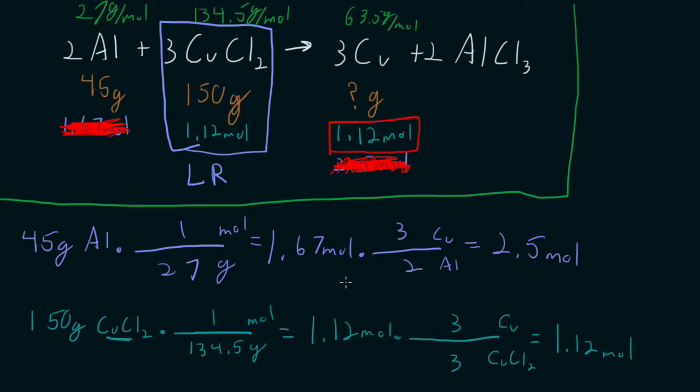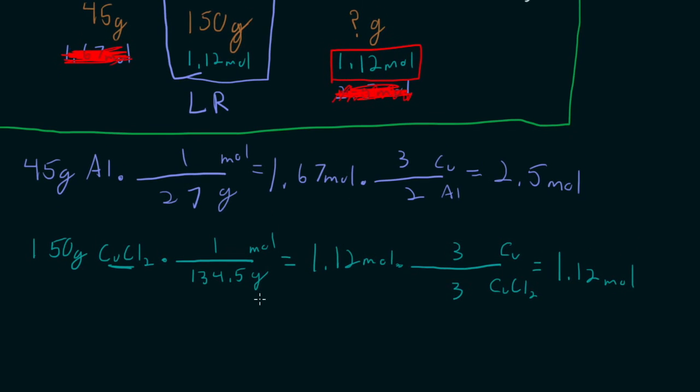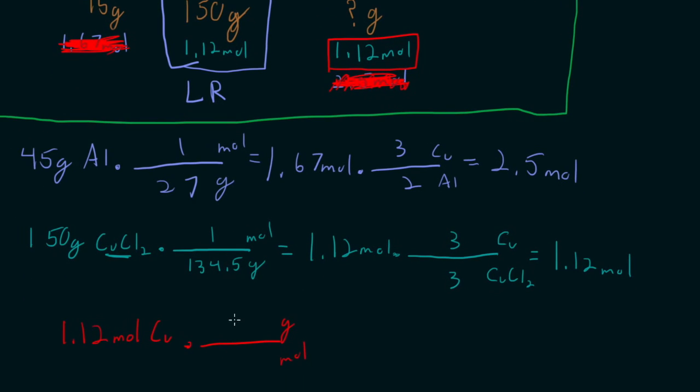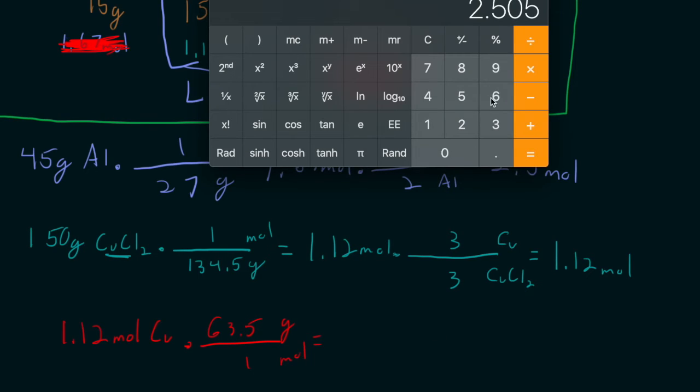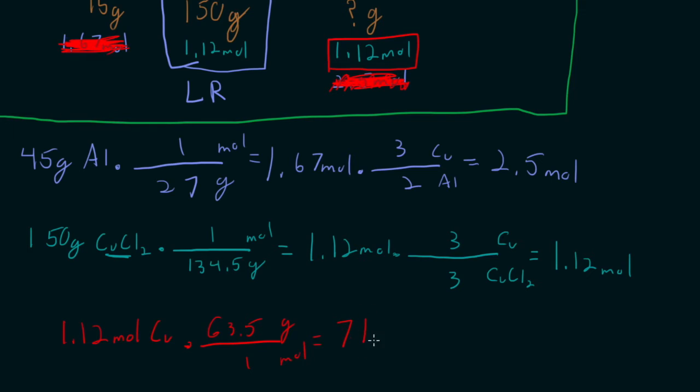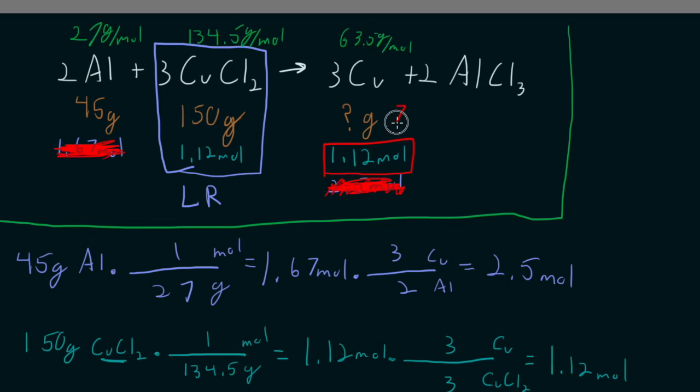So now let's calculate the number of grams of copper we're gonna have. With 1.12 moles of copper, we need to convert from moles to grams. And that's going to be that 63.5. So we can do that calculation. We get 71.12. And that is our final answer. 71.12 grams. All right, let's try one more example to really make sure we've got this down.